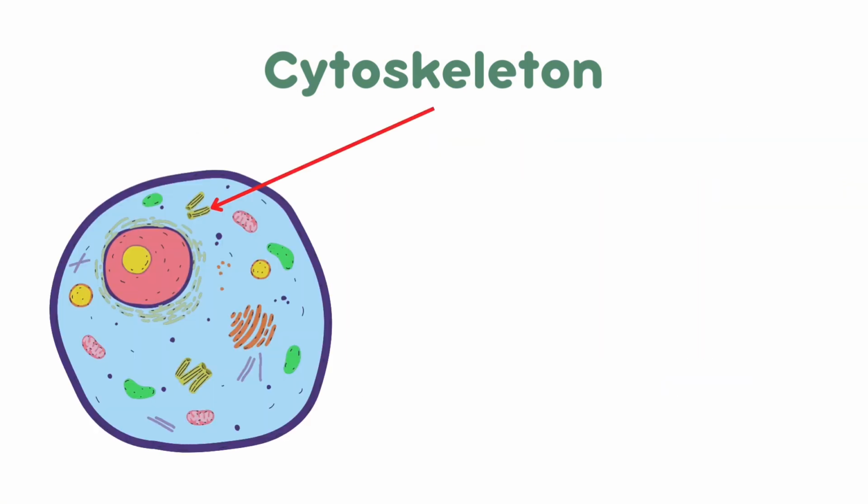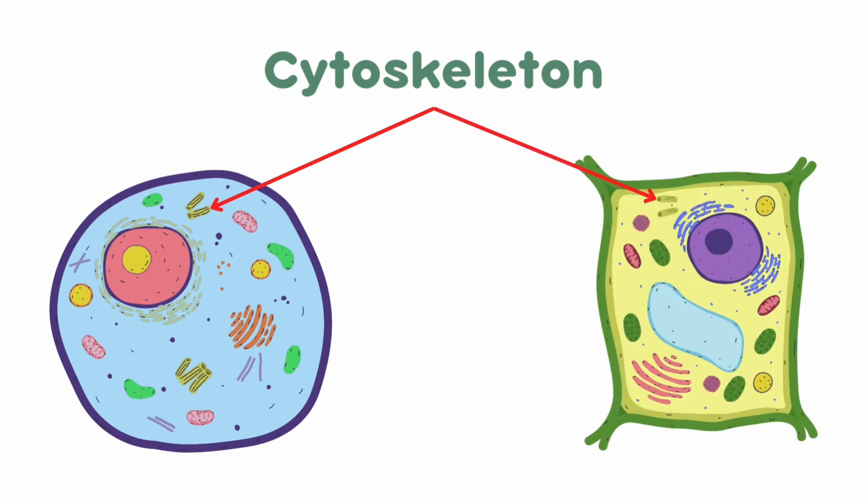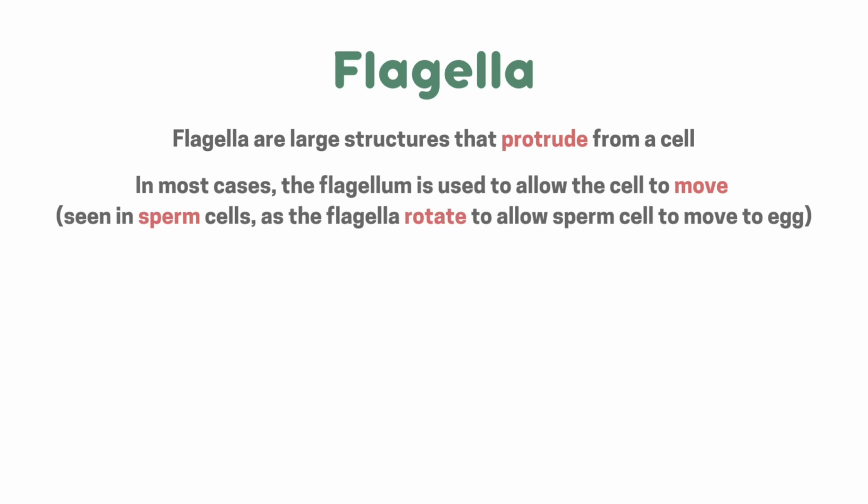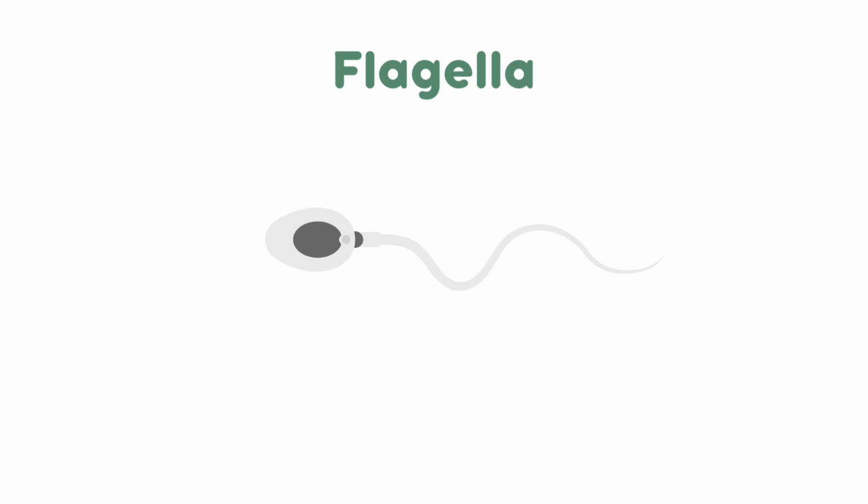Here is part of the cytoskeleton in animals and in plants. It's important to recognise that the cytoskeleton is spread throughout the whole cytoplasm in cells. Now on to the flagella. Flagella are large structures that protrude from a cell. In most cases, the flagellum is used to allow the cell to move, as seen in sperm cells, as the flagella rotate to allow the sperm cell to move to the egg to fertilise it. Here is a sperm cell. As you can see, it has a flagellum.